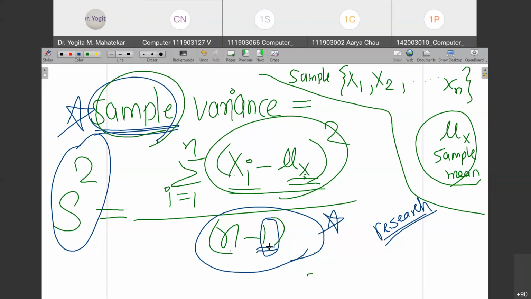Many statisticians are still saying that divide by n only. But as per our textbook, Walpole, they have given the sample variance this way. It's a definition only, actually. Research is still ongoing, and you may find many research papers. This correction is what gives the sample variance. We are correcting it, and this correction is called Bessel's correction.